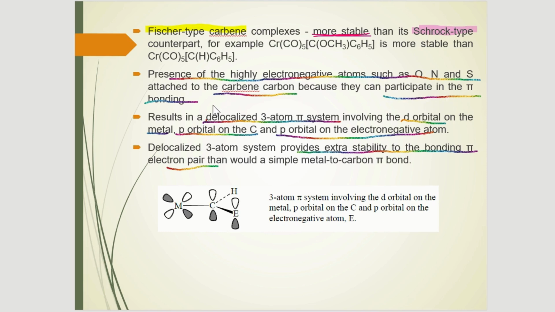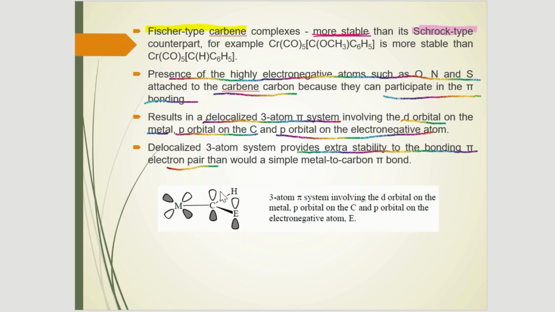As I mentioned earlier, they have competition to fill the empty pz. The possible electrons come from the heteroatom, or from pi back bonding. So this results in a delocalized three atom pi system involving the d orbital on the metal, the p orbital on the carbon, and also the p orbital on the electronegative atom. The delocalized three atom system provides extra stability to the bonding pi electron pair, compared to a simple metal to carbon pi bond.